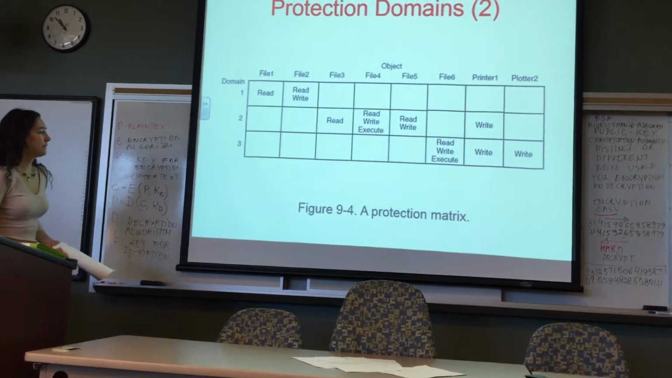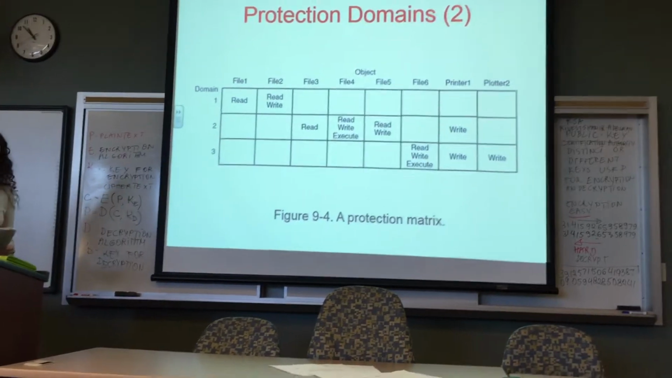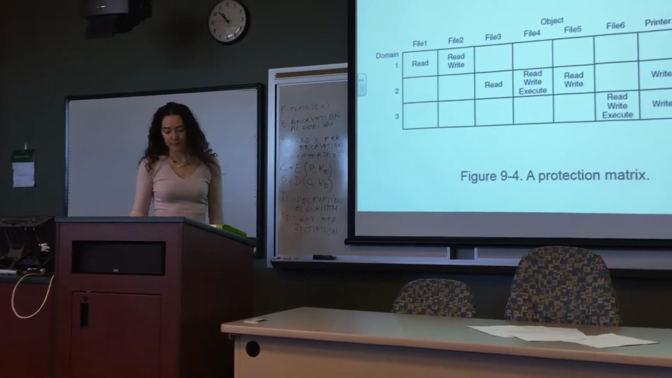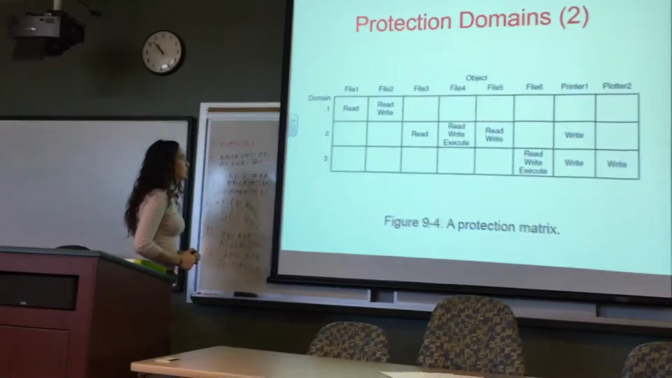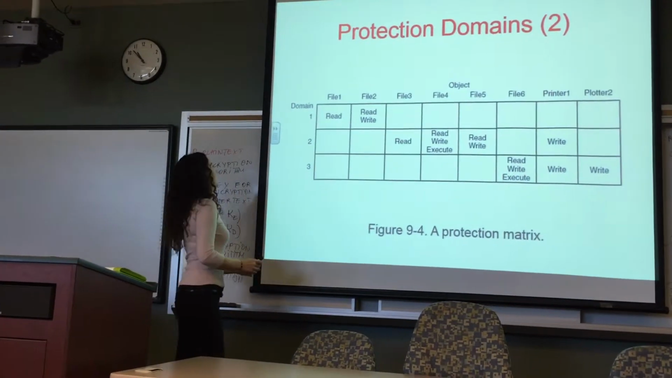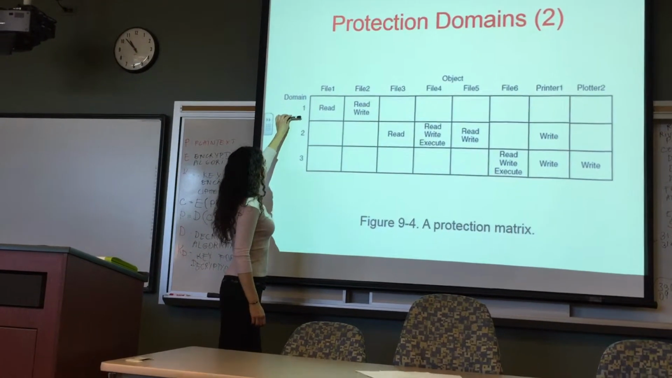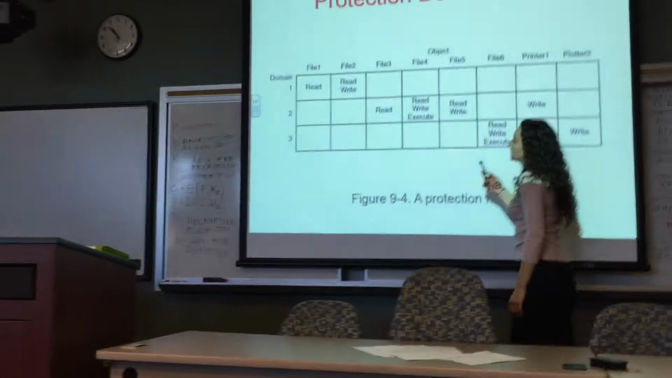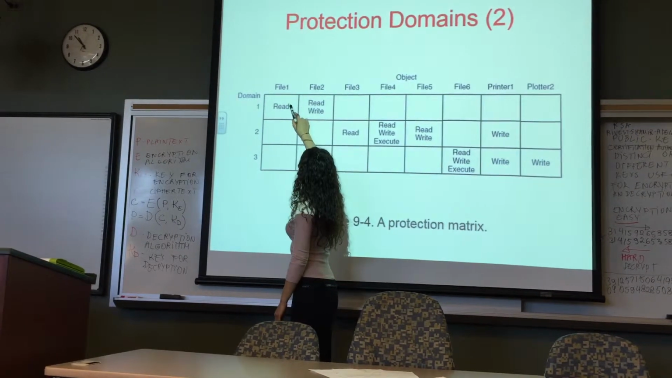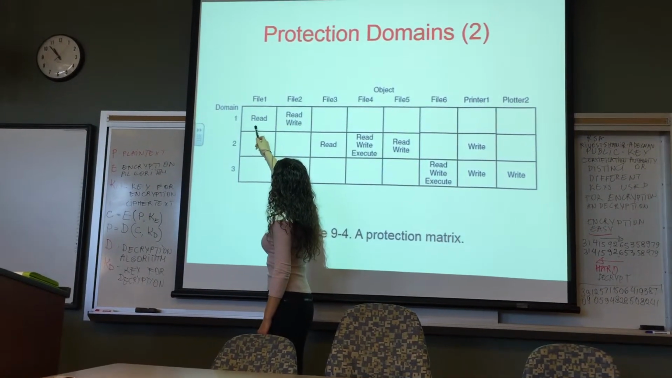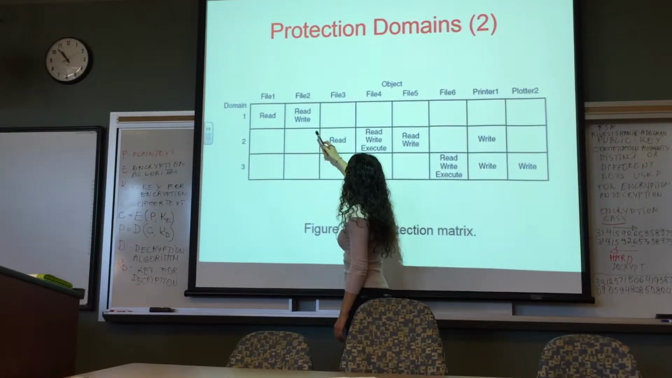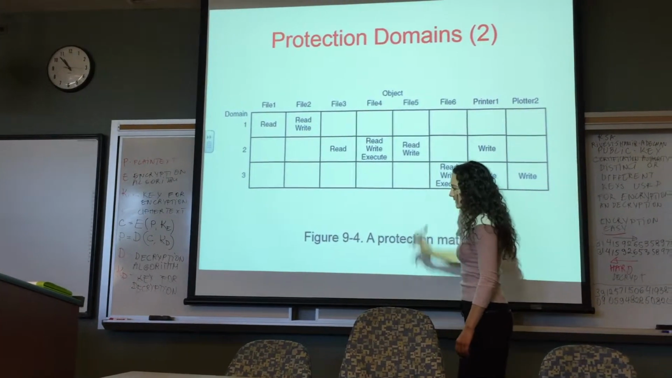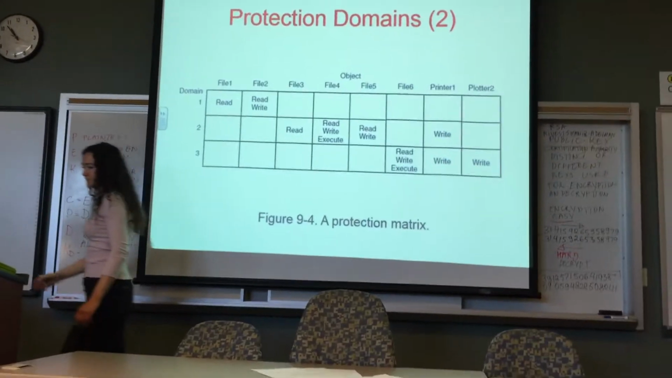It's called a protection matrix. So each box will list the right that the domain contains for that object. So these are the domains, the rows, and the objects are the columns. And so each box is showing the rights for each file in the particular domain. So for file 1 in domain 1, we have read permissions. For file 2, we have read and write. For file 4, in the second domain, we have read, write, and execute, and so on.